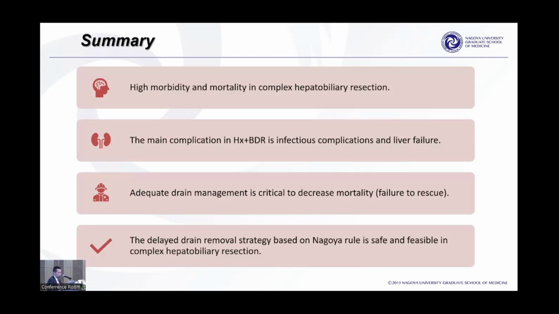In summary, we experienced high morbidity and mortality rates in complex hepatobiliary resection. The main complications in hepatobiliary resection are infectious complications and liver failure. Adequate drain management is critical to decrease mortality or failure to rescue. The delayed drain removal strategy based on our rule is safe and feasible in complex hepatobiliary resection.